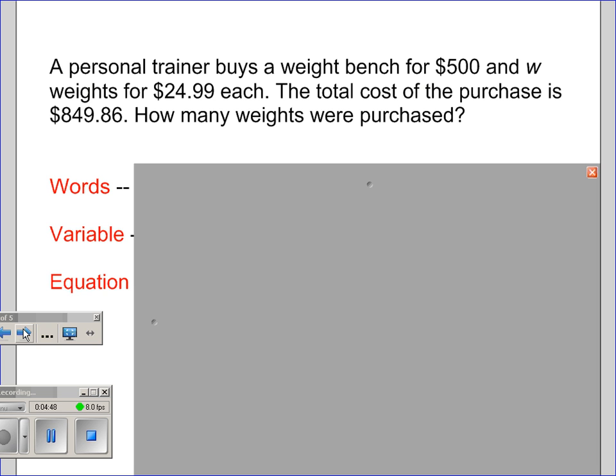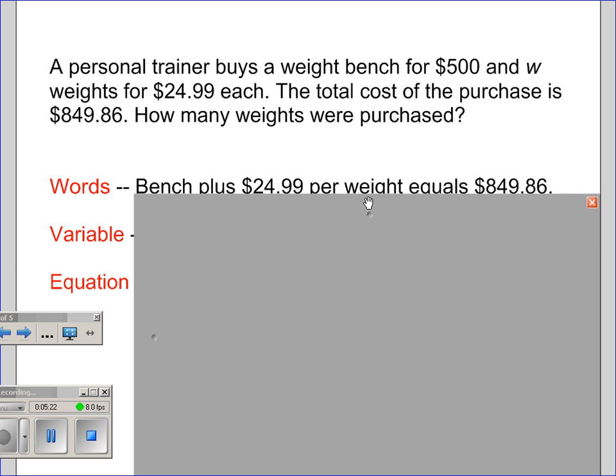Okay, we have one more real-world example to go over. A personal trainer buys a weight bench for $500 and W weights for $24.99 each. The total cost of the purchase is $849.86. How many weights were purchased? Okay, let's take a look at that problem and let's try to pick out the keywords. Pause the video and circle the words that you think are important in writing an equation.